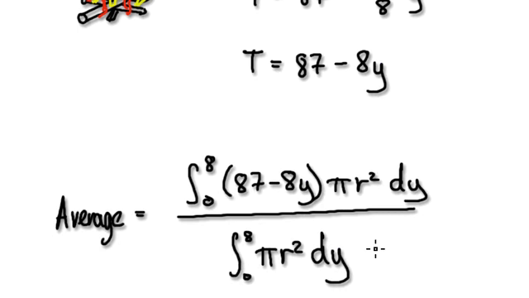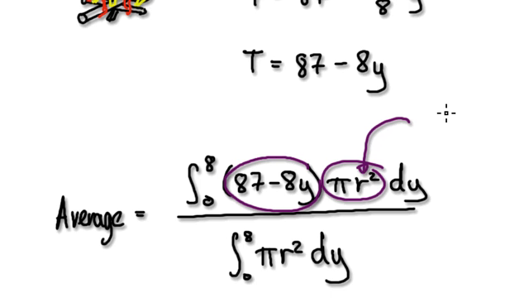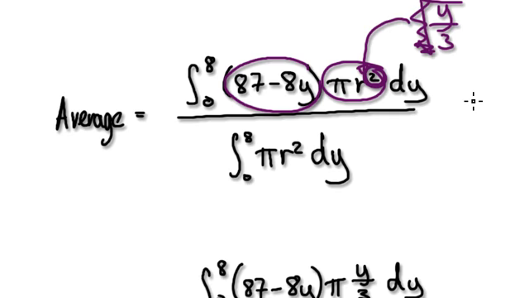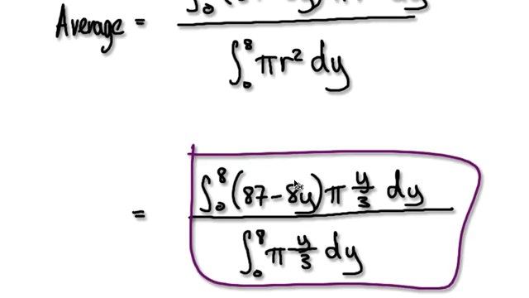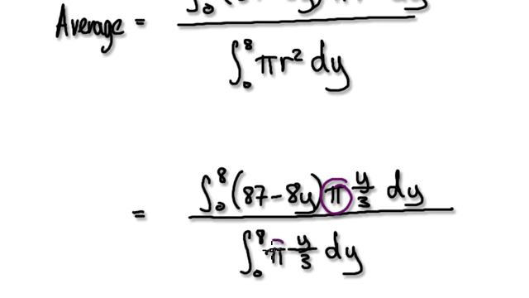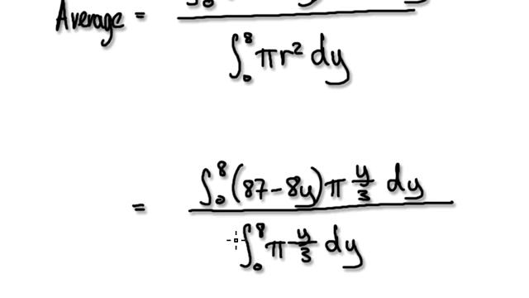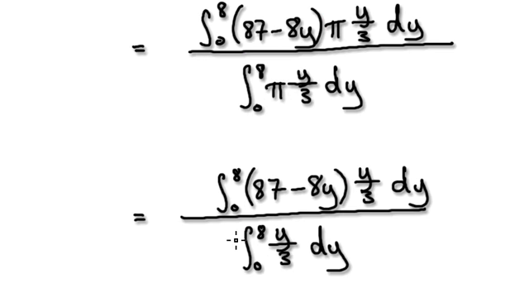So our average will be the temperature here, times pi r squared. Remember, r earlier was root y over 3, and if you look at this, we've got to square it. So when you square it, it will be y over 3. So that will then take us to this. And then pi is a constant, so we can take it out here. And then the two pi's will kill off each other.